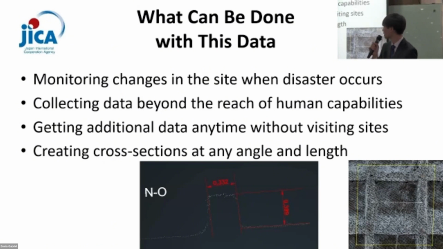Getting additional data anytime without reaching the site. Before this technology, if an additional survey was needed, it was necessary to go to the site each time. However, with this technology, an additional survey can be done at the office. So we don't have to go back to the site. Creating cross-sections at any angle and length. As shown in the demonstration, we can create a cross-section anywhere and of any length.